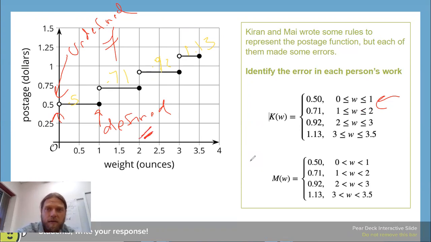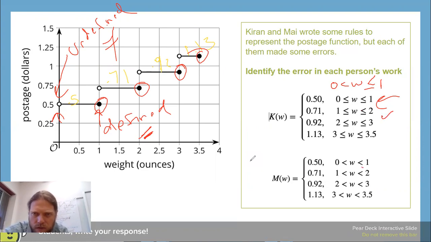So what I'm going to look at is, at 0, it can't be equal to 0 in this case. So I'm going to change this. I'm going to say 0 is less than W, okay? And then it can be equal to 1. So I'm going to say to 1. In fact, if I look at it and I continue it and I look at 1, 2, 3, and 3.5, all of those should be equal to. So these are all correct on this side. So I'm going to go ahead and add those 1, 2, 3, and 3.5. That's good stuff right there, okay?